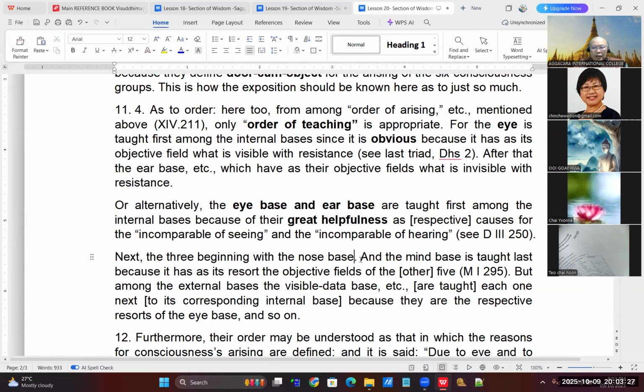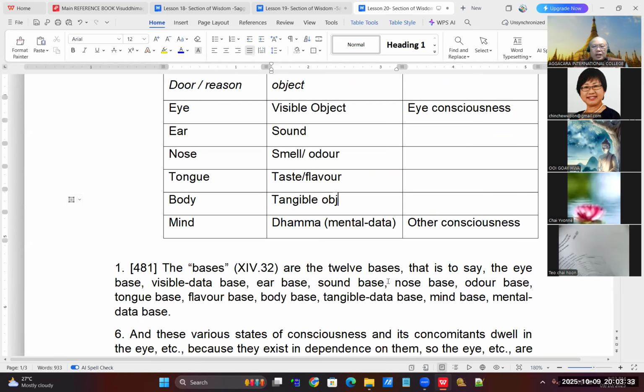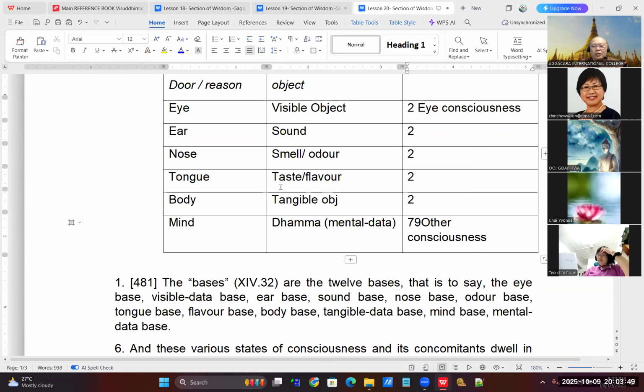Now after that, the nose base. And the mind base is the last. Why? Because we can see, let's say in Abhidhamma, you've got 2 eyes, 2 ears, 2 nose, 2 tongue, 2 body. And how about the others? So 89 minus 10, so you've got 79. So that's why the mind is taught last, because many things are put inside this category.